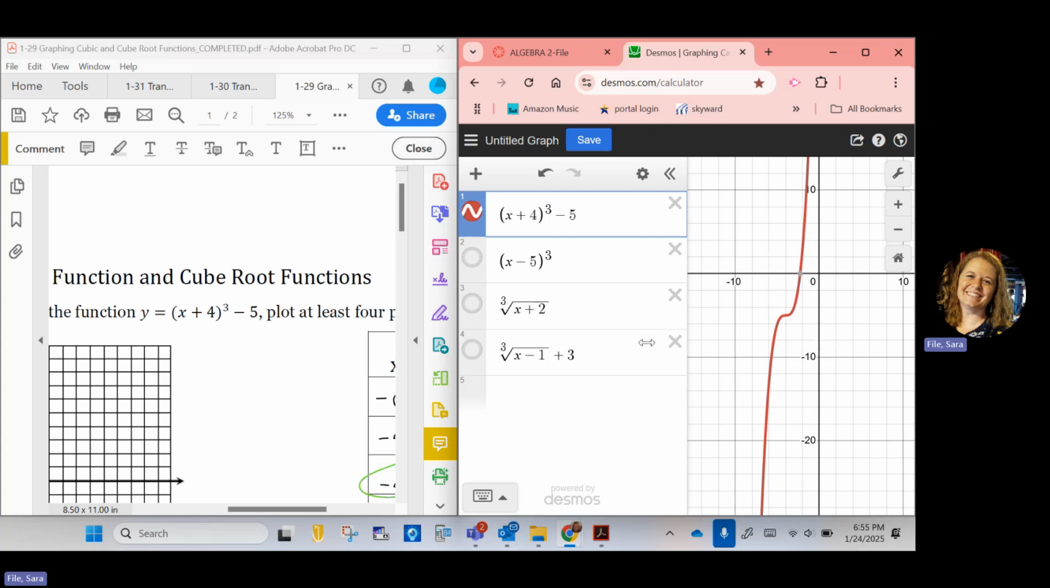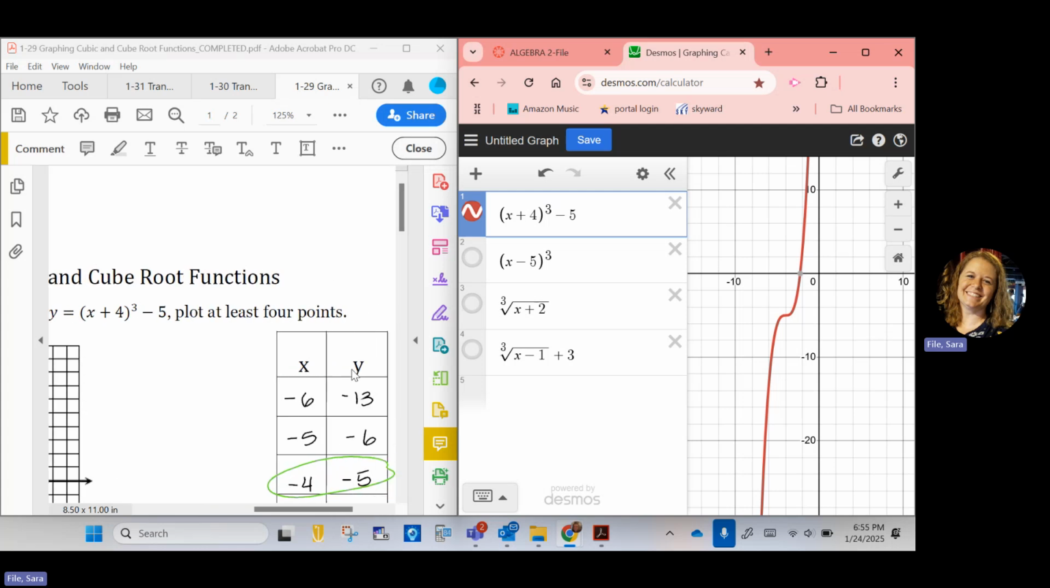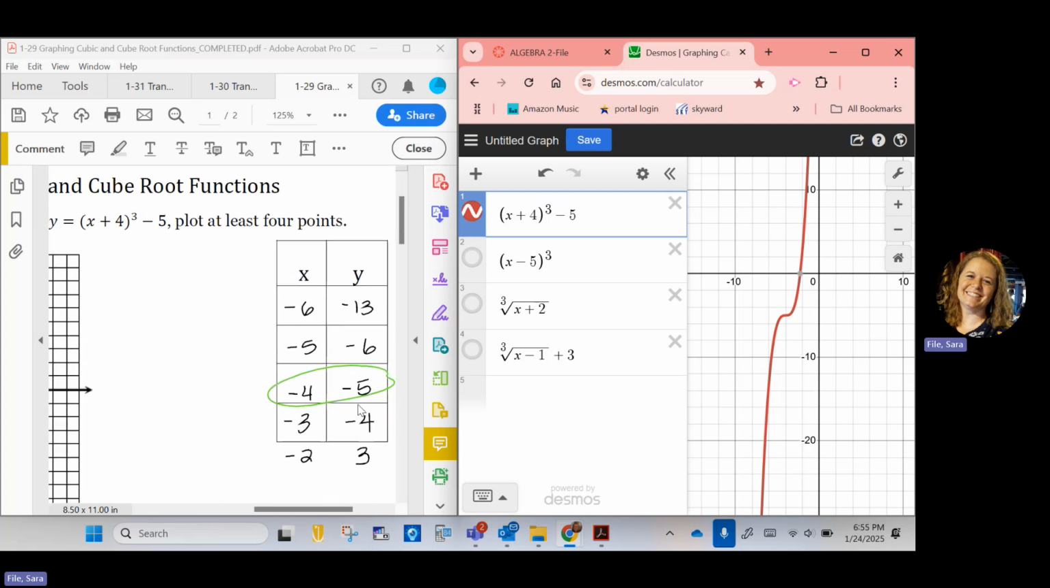When I go to fill in my table to graph this, I like to put my point of inflection in the middle and get a couple points to the left and a couple points to the right. I know this said at least 4 points. I would always do 5 points for cube and cube root functions because you have the center point, that point of inflection, and then I would get 2 points to the left and 2 points to the right. So you've got a pretty nice grasp of what the curve is supposed to look like. So I put that point of inflection on my table first.